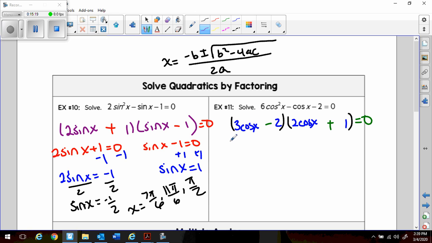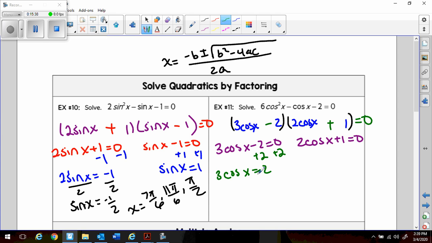Make sure. Now I'm going to do 3 cosine of x minus 2 equals 0, and 2 cosine of x plus 1 equals 0. And I have to plus 2 to move to the other side, and then I'll divide by 3. So I have 3 cosine of x equals 2, divide by 3. Cosine of x equals 2 over 3.